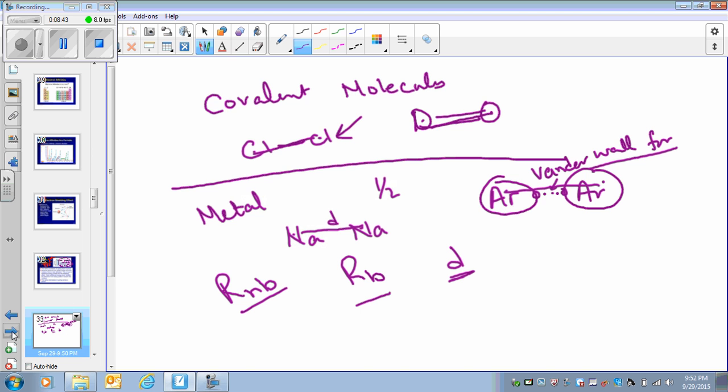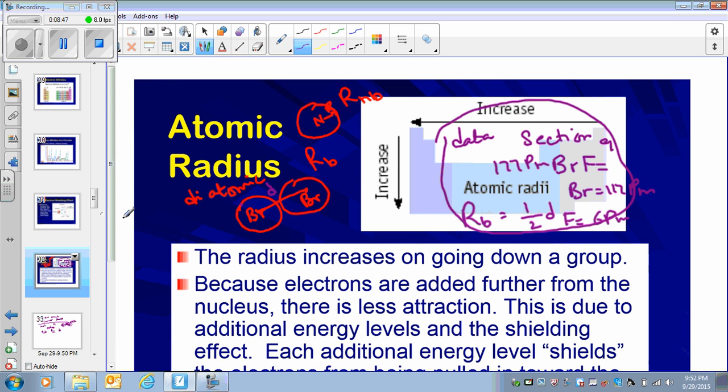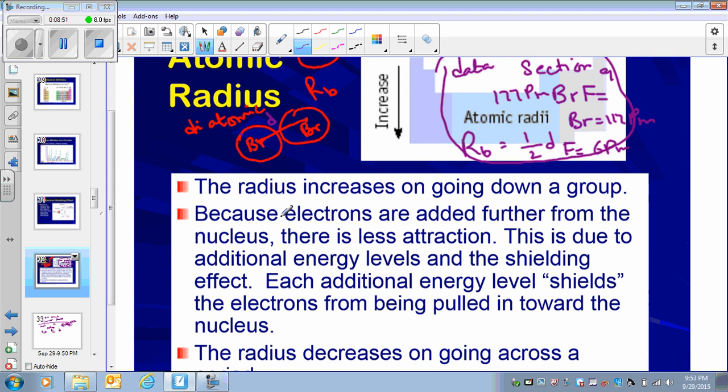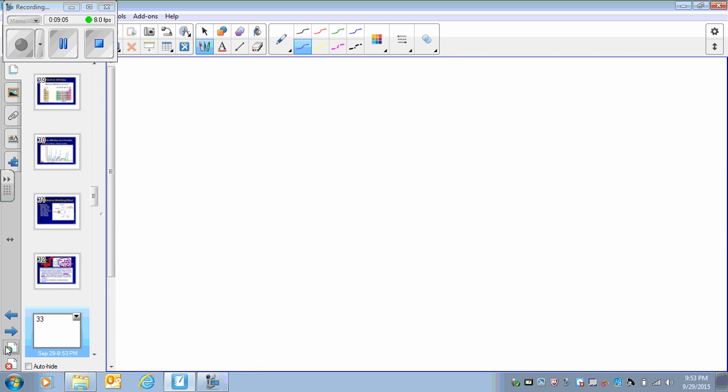Anyway, once we know the radius, what we really need to know is what happens to the radius as we go across or down the group. The radius increases on going down the group because electrons are added further from the nucleus. So there is less attraction between the nucleus and the outermost energy level. But there is another term that is being used, called the shielding effect. Let me explain what the shielding effect is.